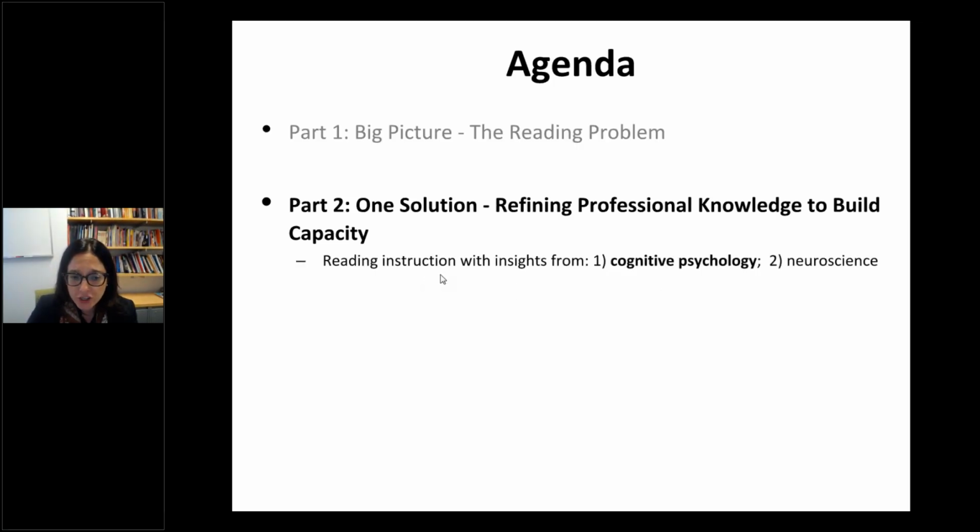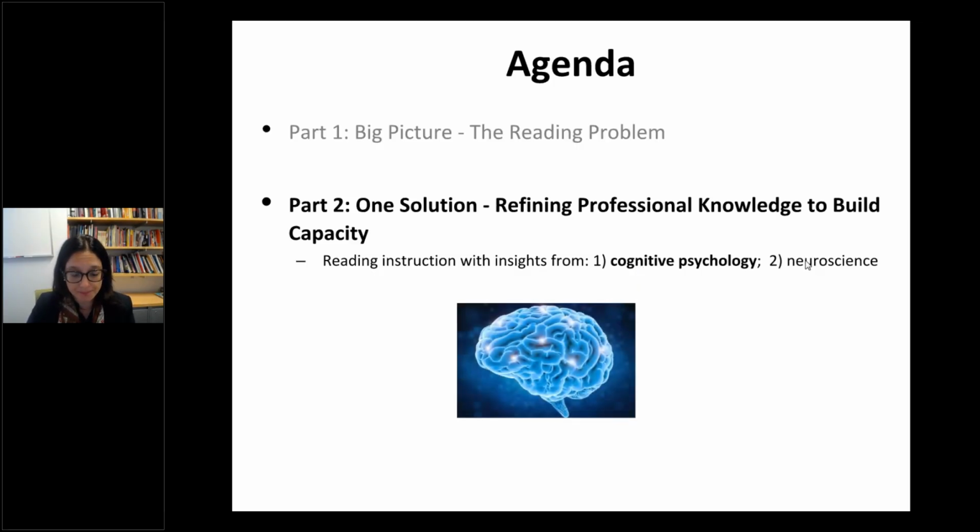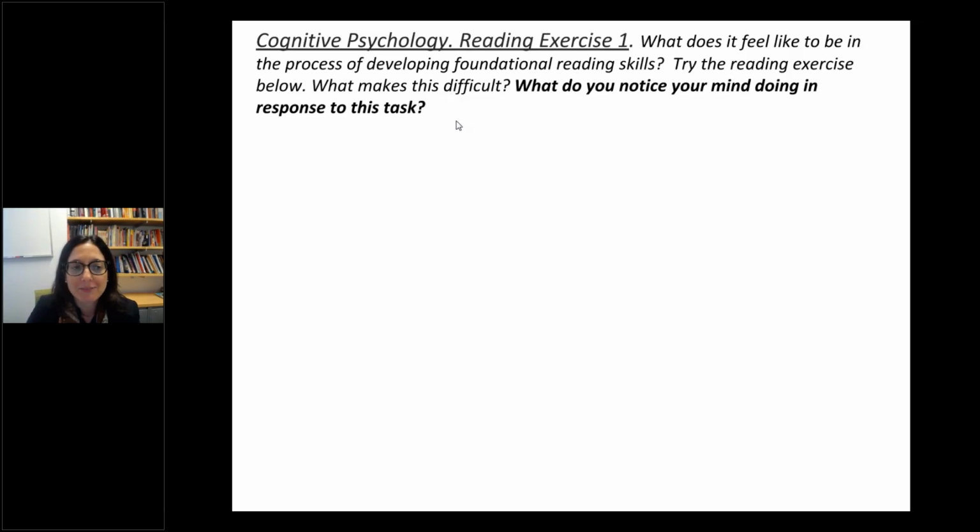So I'm going to talk about reading instruction now, specifically with insights from, one, cognitive psychology, which is how the mind works, and then neuroscience. So I wanted to include an inspiring image of the brain to contrast with some of the more not depressing, but reality images we just talked about. So as we delve into the cognitive psychology pieces, I want us to do a reading exercise to try to understand what it feels like to be in the process of developing foundational reading skills. We talked about what it feels like emotionally, but what does it feel like in your brain? What does it feel like on a cognitive level?